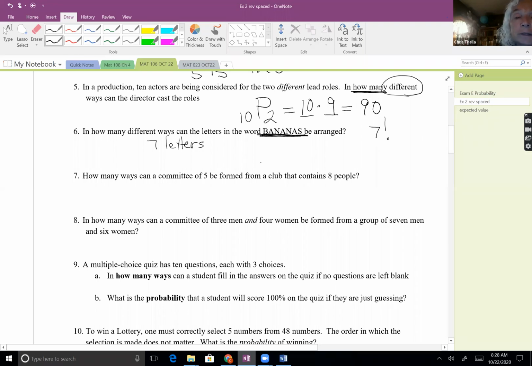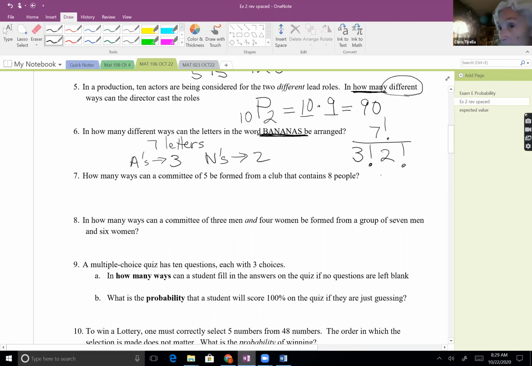What repeats? A. And how many A's are there? There's 3. So we have to divide by 3 factorial. Anything else repeat? N twice. There are 2 N's, so we also have to divide by 2 factorial.